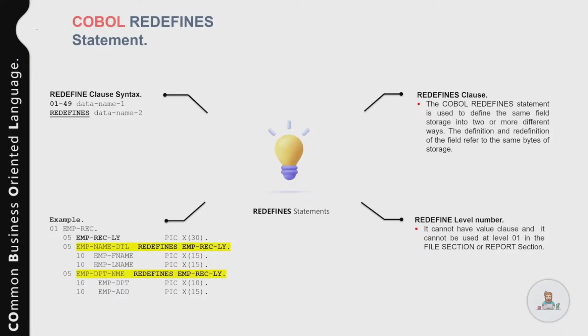If you notice, the previous redefinition was of the complete 30 bytes, and in my next redefinition I've used only 25 bytes. I've not used the entire 30 bytes. So this is how you can use the REDEFINES statement to redefine the same memory location which was used by different variables within that particular record layout.